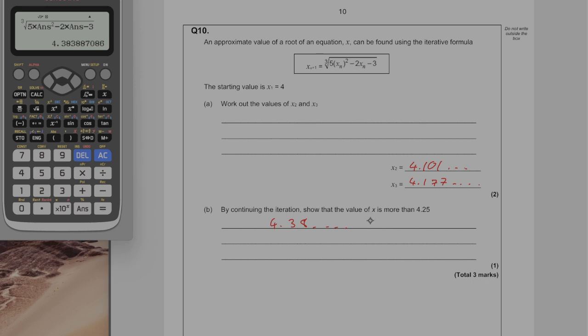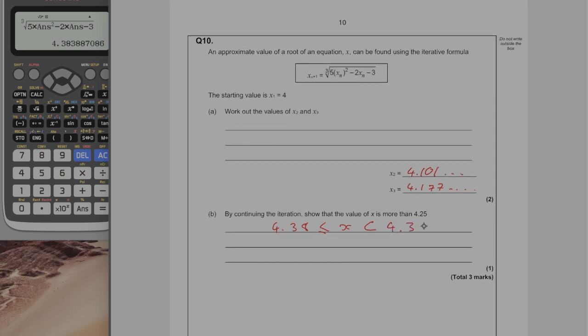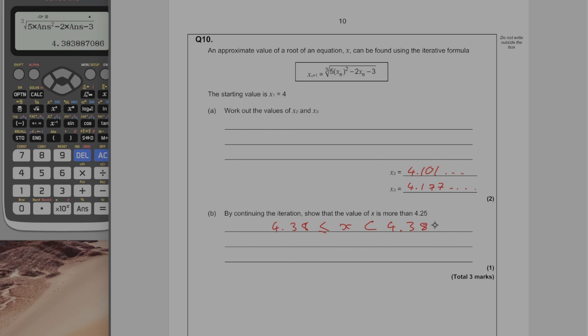Go one more. So yeah, any value really. But as long as the value that you've written down is bigger than 4.25, that would be absolutely fine.